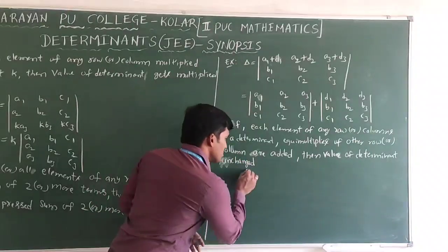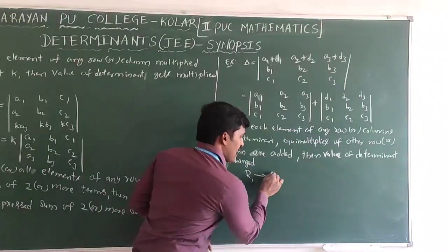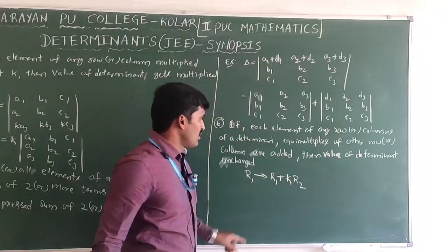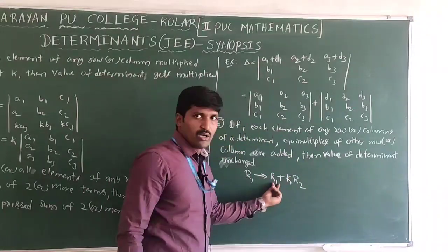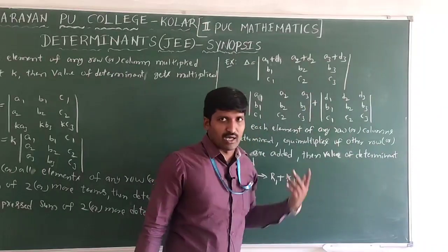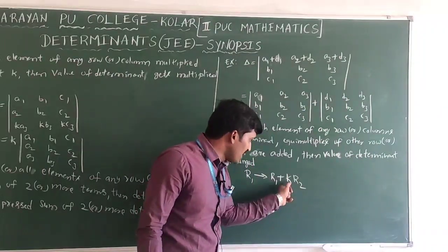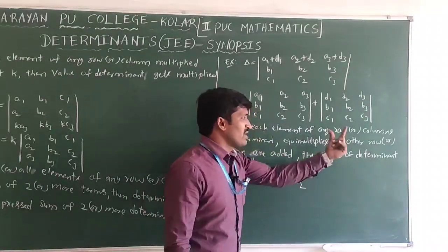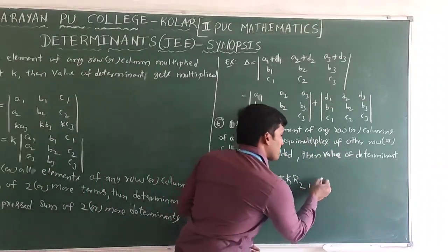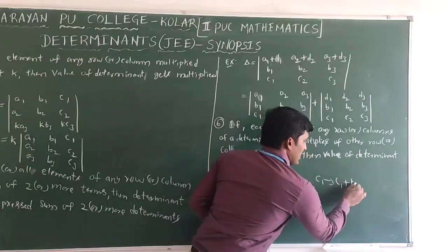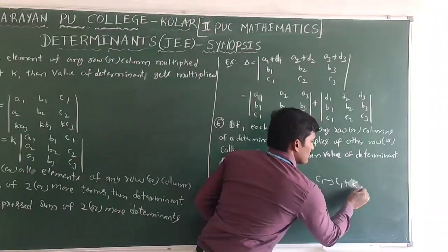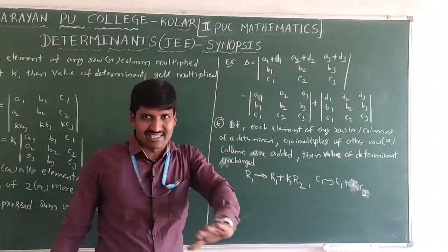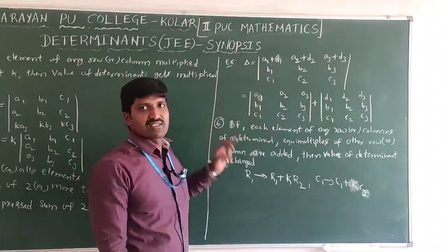How? Simple logic. For example, I take R1 plus k times R2. Each element of a row plus equimultiples of the other row. Equally multiply the second row by the constant k. Both are added, and even then the value of the determinant is the same. Similarly, you can apply it for a column operation also, for example, C1 plus k into C2. After applying this type of operation also, the original determinant does not change. That is property number 6.